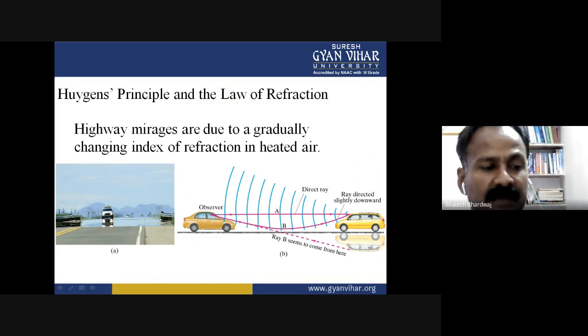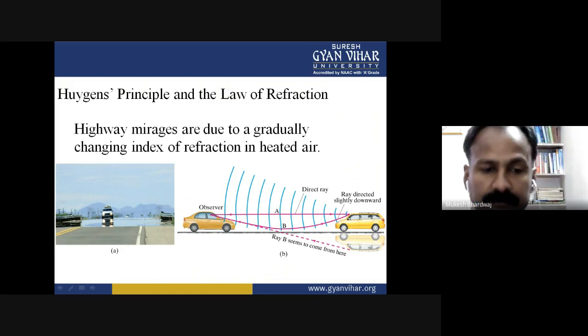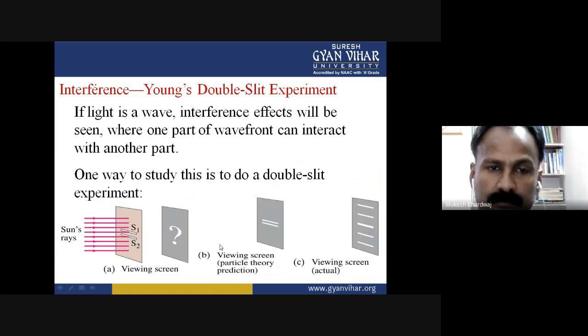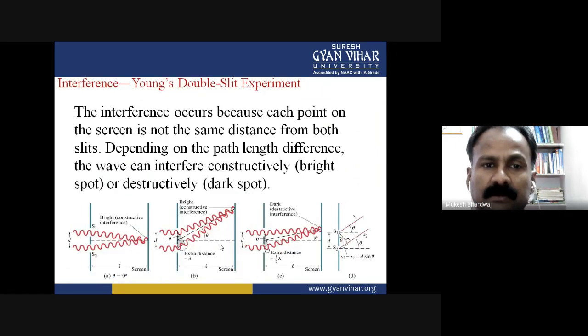Band spectra, absorption spectra, Fraunhofer lines, and fluorescence. Fluorescence is a process by which a body absorbs short wavelengths of light and subsequently emits longer wavelengths. So this is all about dispersion. Now in the next lecture, we will start with interference, refraction, and diffraction.